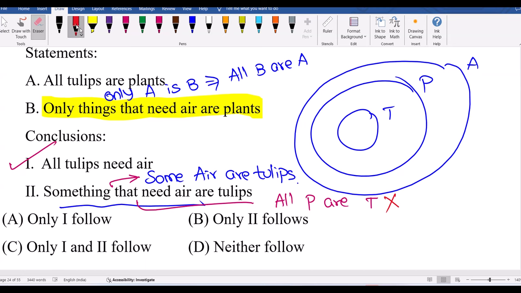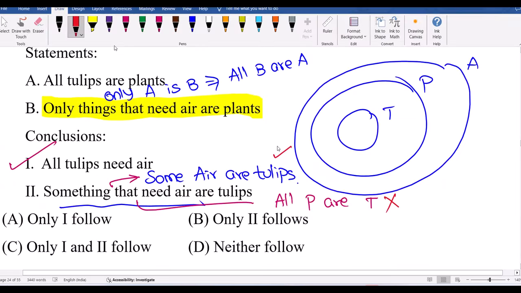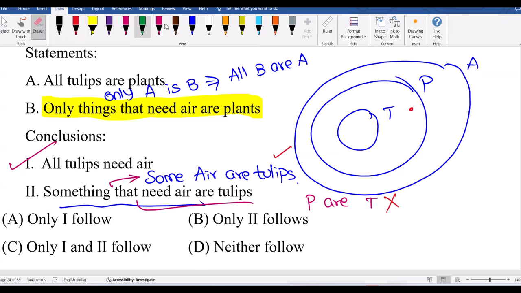Something that needs air. If you understand that as "some air are tulips," then it's correct. If we consider that something that needs air is plants, and plants are tulips, then no, some plants are not tulips, right? So it depends on how we understand that. "Plants are tulips" is wrong. Only things that need air are plants. Something that needs air is plants only, I need to mention. If plants are tulips, then this will be gone. That is the problem. So the sensible thing is to go with plants are tulips.